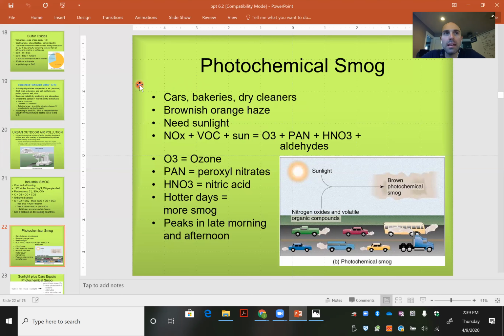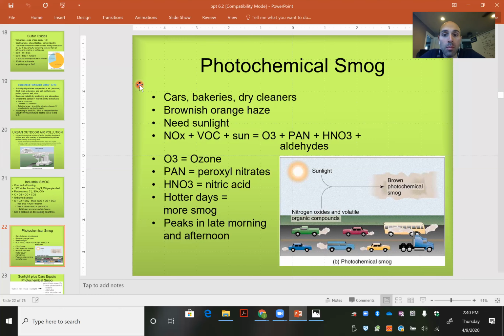You need sunlight. See, the weird thing about photochemical smog is sunlight activates it. You could have all the chemicals present, but until you have sunlight, you don't have photochemical smog. But once that sunlight starts to activate the NOx gases and the VOCs, the volatile organic compounds, then you get the peroxyl nitrates, the nitric acid, the ground level ozone, and that is your photochemical smog. The O3 is ozone, and the peroxyl nitrates, the nitric acid.